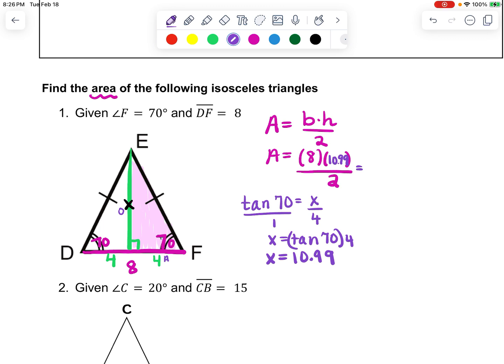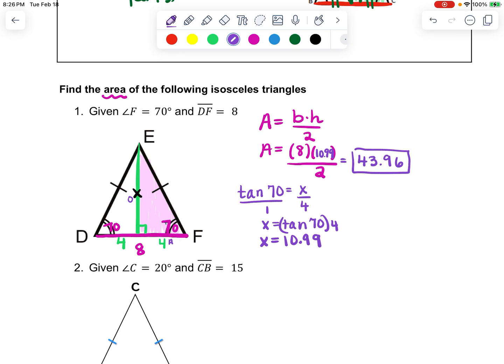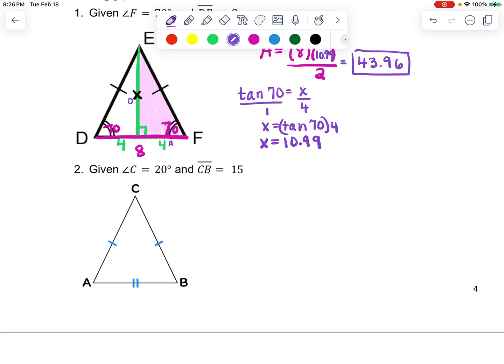And I believe you're going to get that your area is 43.96. Double check it. If it's wrong, talk to some people, ask Miss Kaneko or Mr. Villa, see what I did wrong, but I'm pretty sure that we're okay. Okay, 8 times 10.99. Yep. Okay, I'm checking my work. You check yours. Okay, let's go to problem 2.